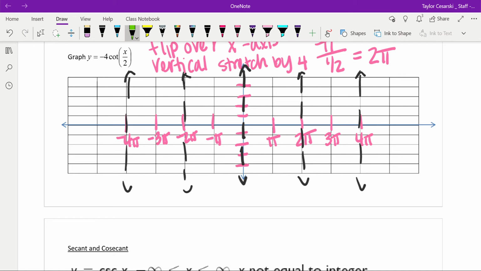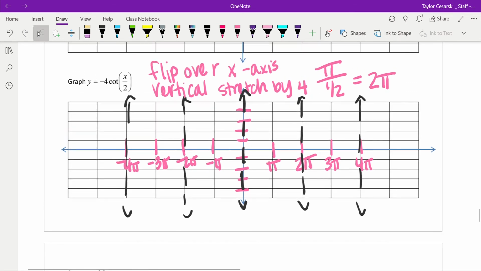Okay. All right, so now I'm going to do this last one all together. So flip over the x-axis and a vertical stretch by 4. So you notice cotangent normally is decreasing, and it's vertically stretched by 4, but this time we are going to flip it. So it's actually going to look like tangent since it's flipped. So we're going to start down at the bottom, and since it's reflected, it's actually going to be increasing.